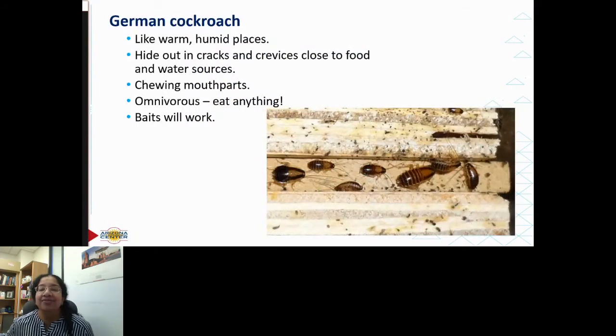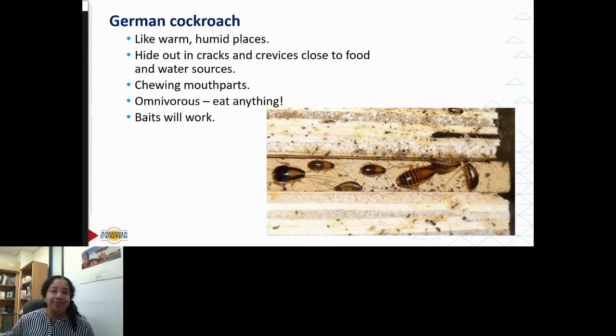Okay, and here are some behaviors of German cockroaches that we can use in managing them. Okay, so we know some of this, right? They like warm and humid places. They love that. And what immediately comes to mind when we say warm and humid places in a building? Kitchens, right? Sometimes bathrooms. And they love hiding out in cracks and crevices close to food and water sources. You get everything you need when you're a cockroach in the kitchen. And they have chewing mouth parts. Okay, cockroaches have chewing mouth parts. They're omnivorous. They eat anything, literally anything, including dead cockroaches. And cockroach feces and other feces, literally anything. And baits will work for cockroaches because of that habit, because they feed on anything.